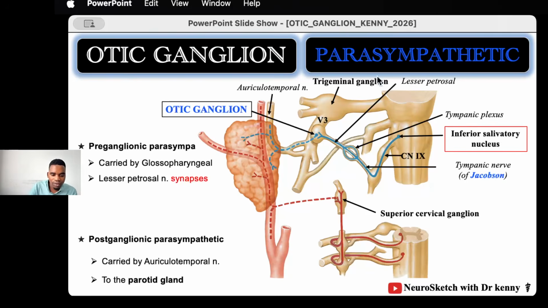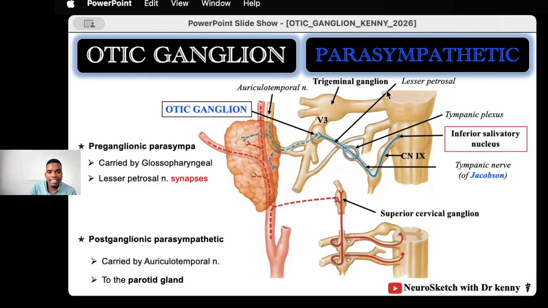Okay, so let's start with the parasympathetic contribution to the Otic ganglion. The parasympathetic contribution is coming from the inferior salivatory nucleus and is carried by way of cranial nerve number 9, the glossopharyngeal nerve, but specifically through the Jacobson nerve. But what you mention in the exam is the lesser petrosal. What goes to the Otic ganglion is actually the lesser petrosal nerve after forming the tympanic plexus. The lesser petrosal is the active contribution to the Otic ganglion.